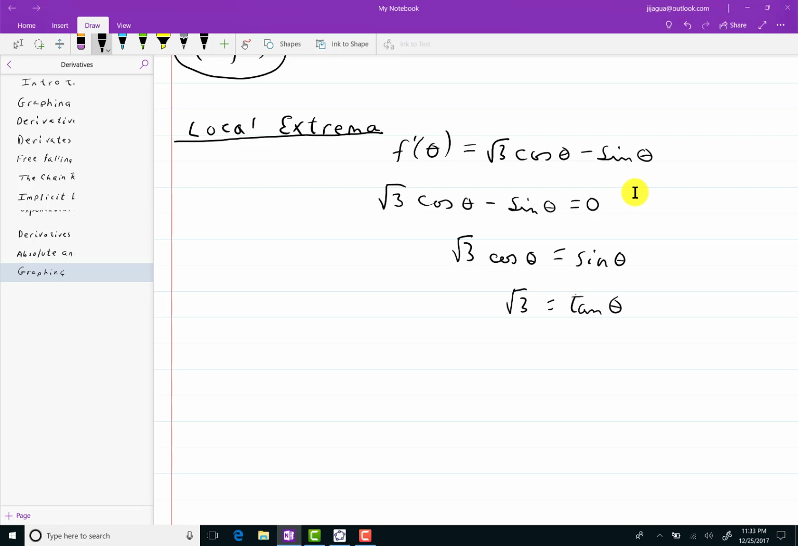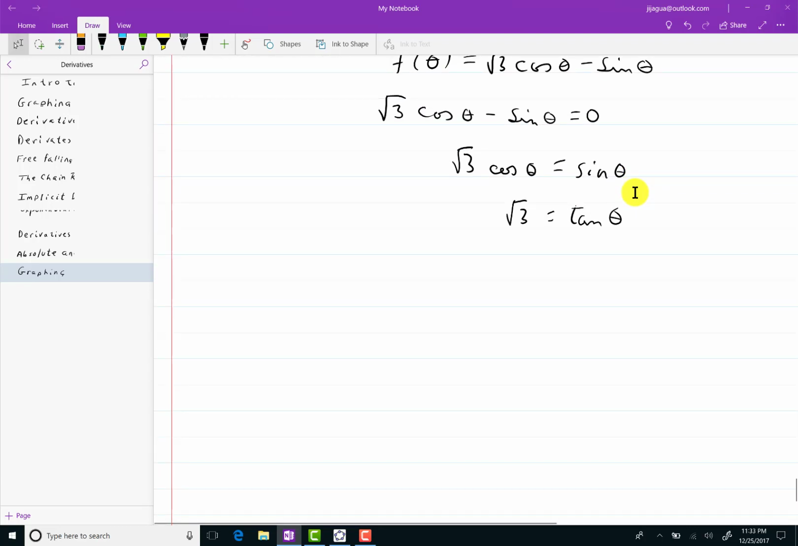So one solution for that, this time I'm thinking of radical 3 as being radical 3 over 2 divided by 1/2. This way I'm thinking of cosine as 1/2 and sine as radical 3 over 2. That happens at pi over 3. Now, of course, you've got to add multiples of pi so that you capture all these, because tangent is periodic with period pi. So let me add a pi in there.